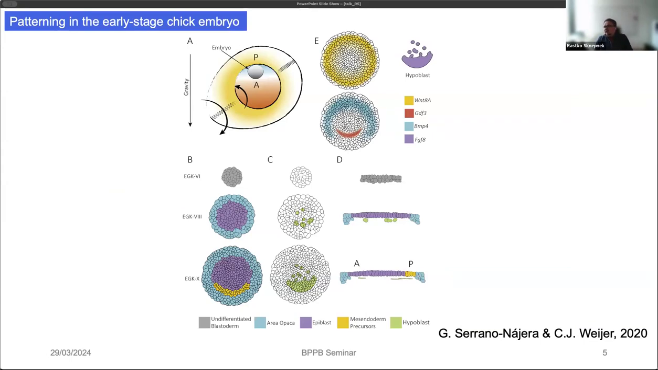So embryos sit on the top of the yolk, and as I said, when the egg is laid, it's roughly a disc-like structure, 3 to 4 millimeters across. And what is important for this talk, there are two regions. What is called the area opaca, that's the opaque region of several cells thickness, which is connected to the vitelline membrane. Vitelline membrane is the membrane which sits around the yolk and gives the hardness, keeps the yolk all together.